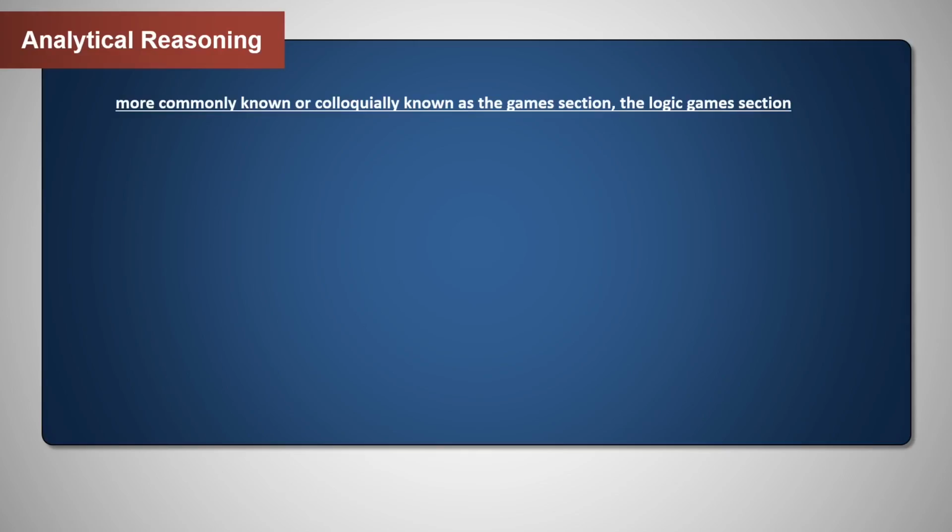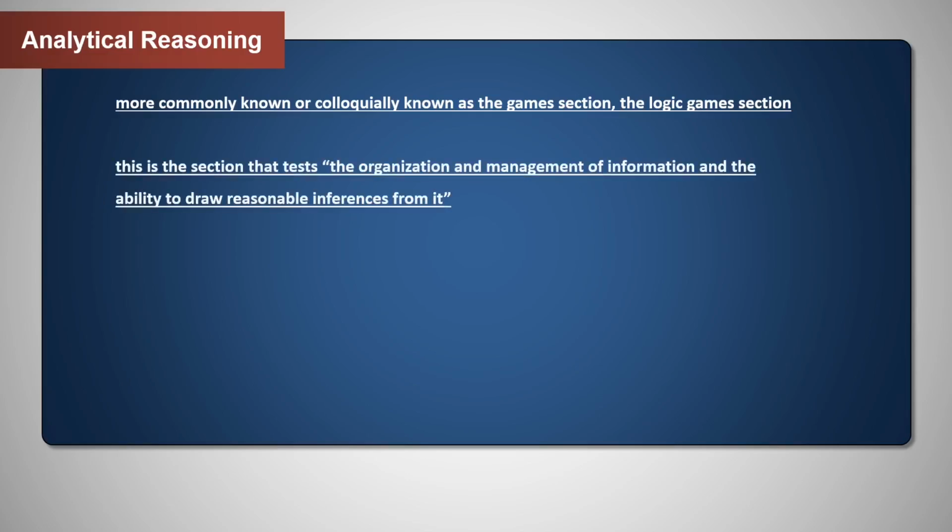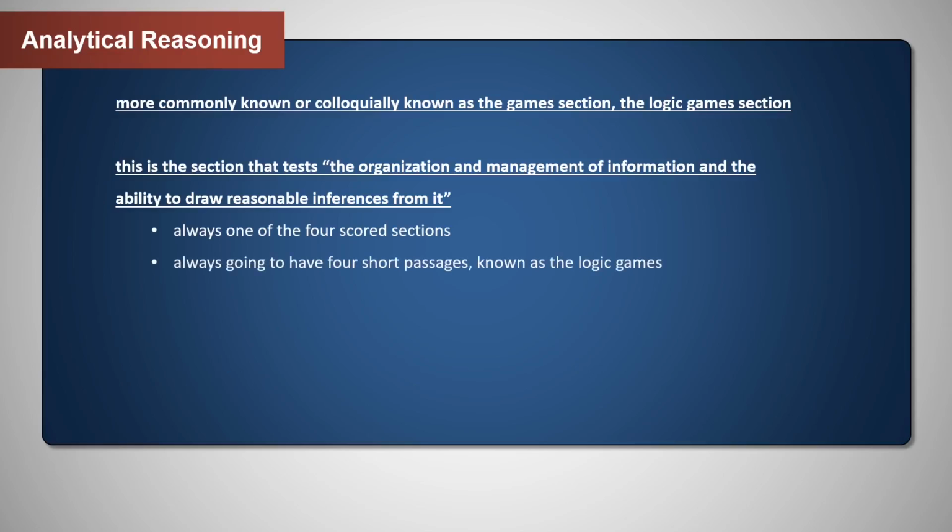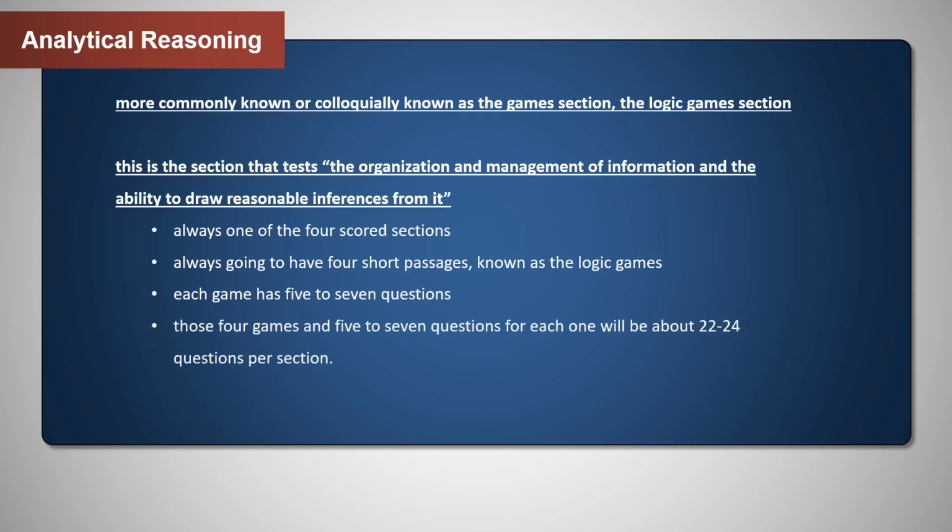This is the section that is more commonly known, or colloquially known, as the game section or the logic game section. And this is the section that tests the, quote, organization and management of information and the ability to draw reasonable inferences from it. So it's always going to be one of the four scored sections, and it's always going to have four short passages known as the logic games. The game section is going to have these four short passages, also known as the games, and each game is going to have 5 to 7 questions. So those four games and 5 to 7 questions will be about 22 to 24 questions per section. This tends to be the shortest section.